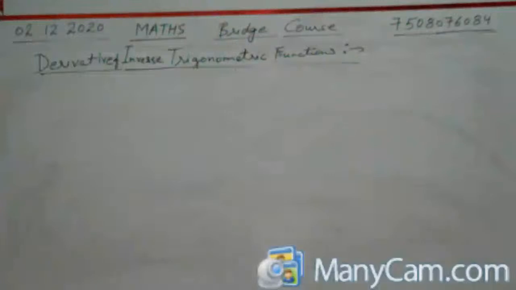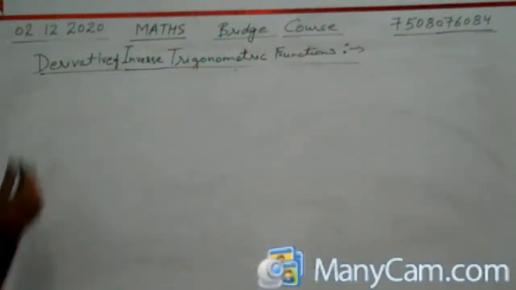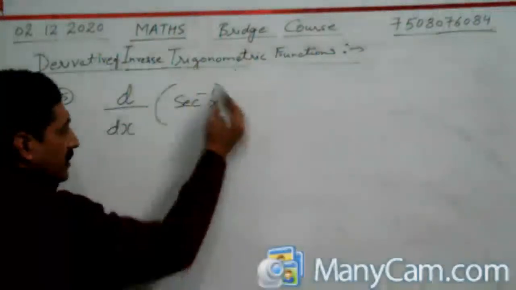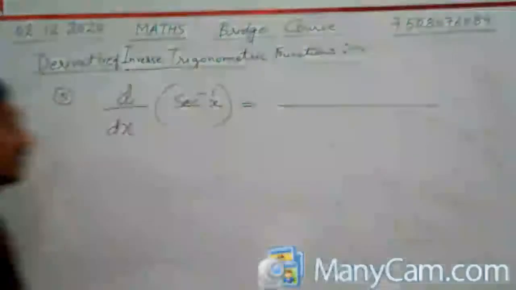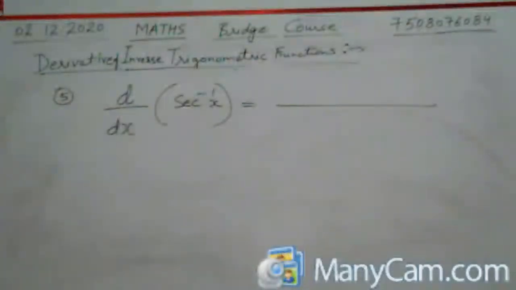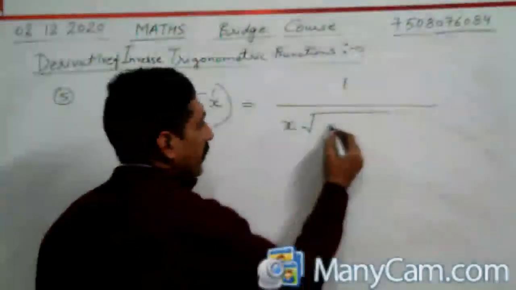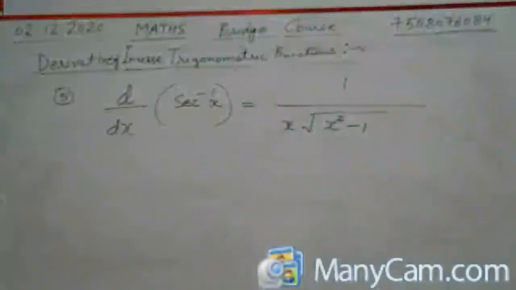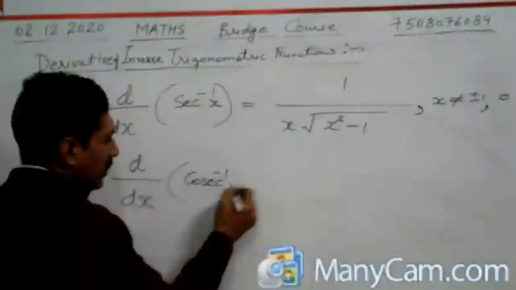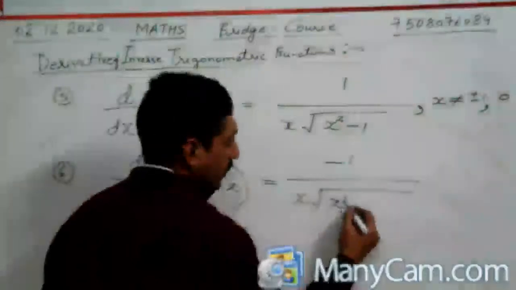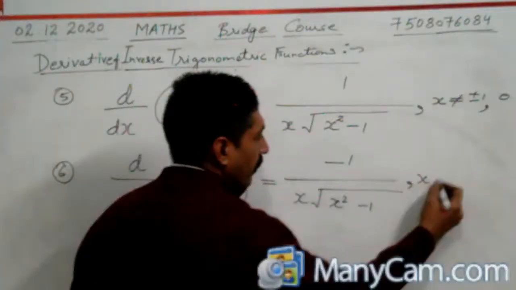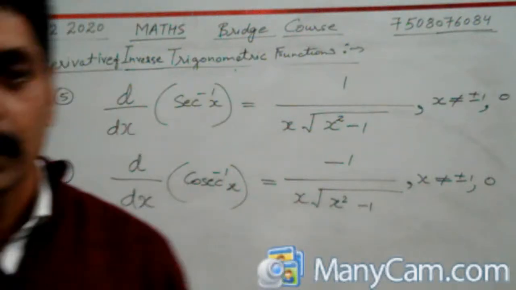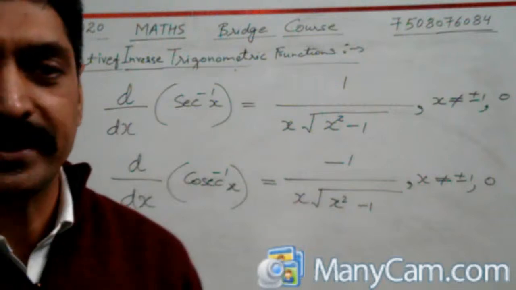The derivative of secant inverse x, dy/dx of secant inverse of x, is 1 upon x into under root x square minus 1, and for cosecant inverse it is minus of 1 upon x into under root x square minus 1, where x is not equal to plus minus 1, 0. So these are some of the derivatives of the inverse trigonometric functions.